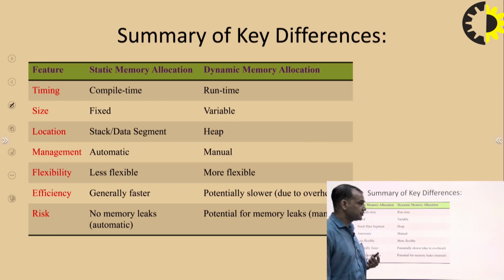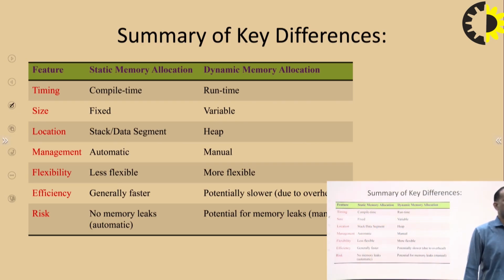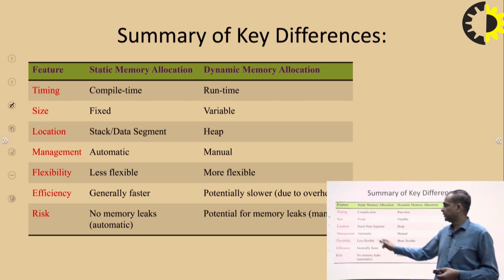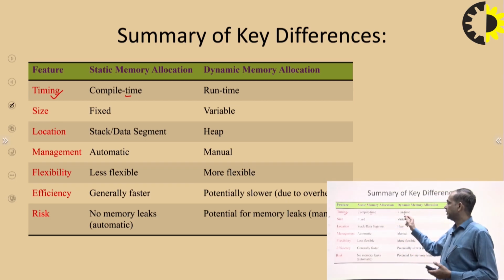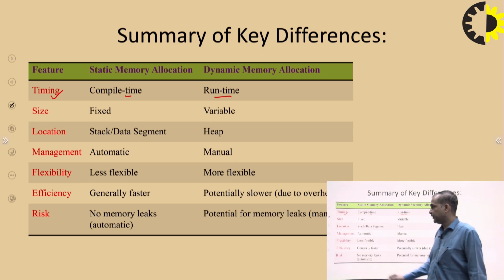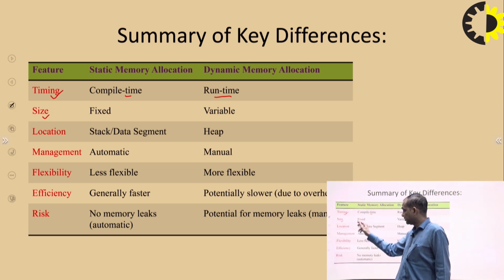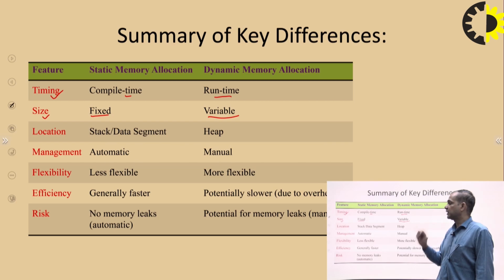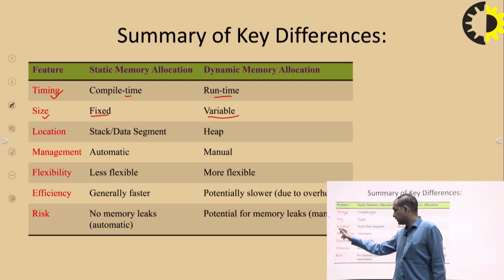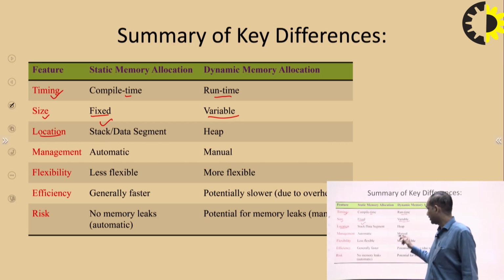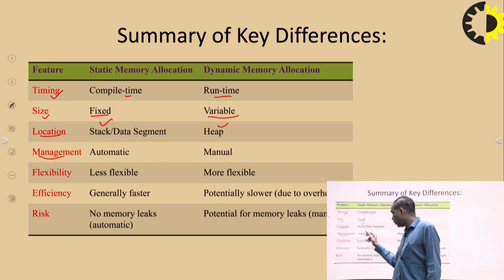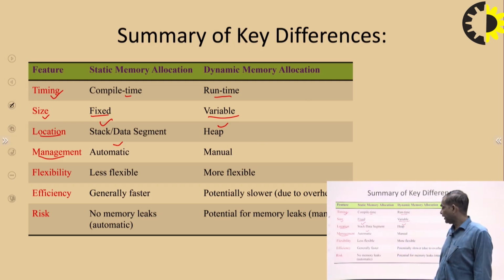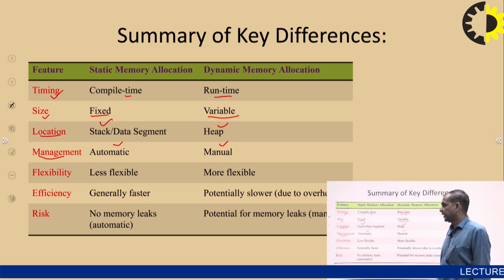In a short summary, what is the difference between static memory allocation and dynamic memory allocation? If we talk about timing, static is done at compile time, dynamic is done at run time. About size, in static the size is fixed, but here we can change it. Where is data stored? In static, it is stored in the stack, and in dynamic it is stored in the heap. What about memory management? It is done automatically in static, and by manual functions in dynamic.